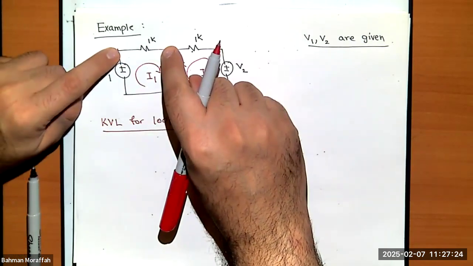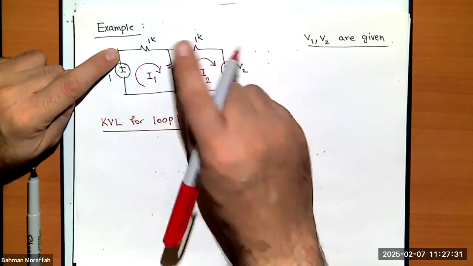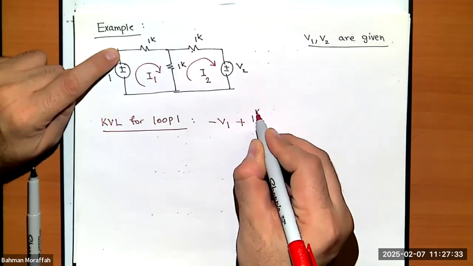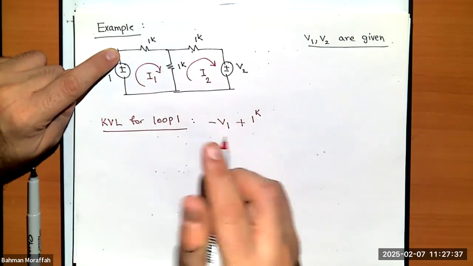What do I have? I have negative V1. What is the voltage across this 1K? This is the easy one. This is the one that's in one loop. So what is the voltage across it? That's 1K times the current through it. What is the current through it? I1.